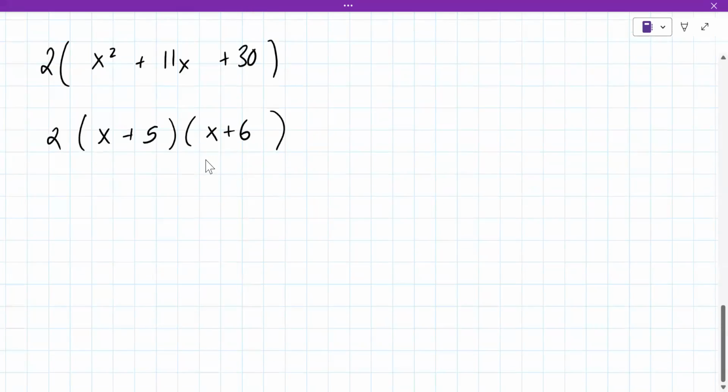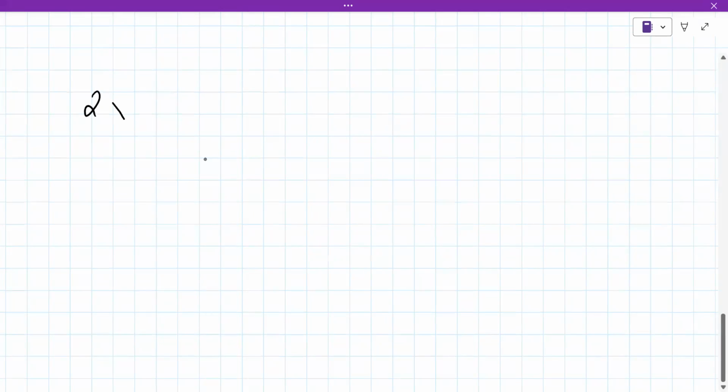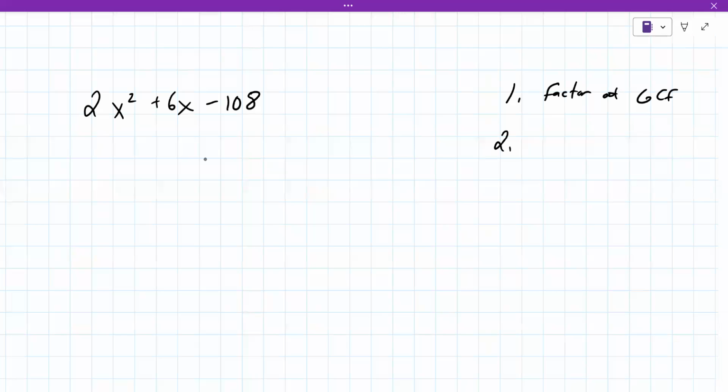So here is one for you to try. Let's go 2x squared plus 6x minus 108. You're going to first factor out the GCF. Yeah, divide by 2. Let's see, 108 divided by 2 is 54. Let 54 be 6 and 9. X plus 9, x minus 6 with the 2 on the outside.